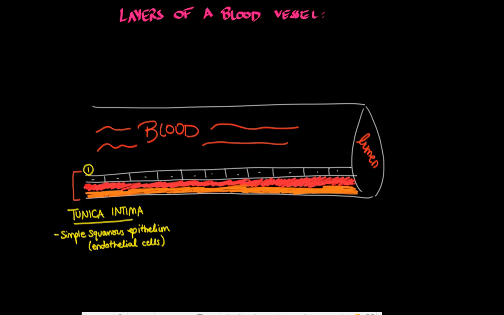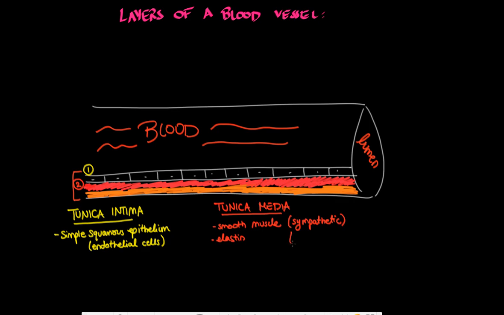Next up, let's examine the second layer of a blood vessel. So the second layer is what we call the tunica media. And the tunica media is made up of smooth muscle and elastin. And it's this smooth muscle that is under sympathetic nervous system innervation. Okay? And so the sympathetic system is going to stimulate the contraction or the constriction of those smooth muscles.